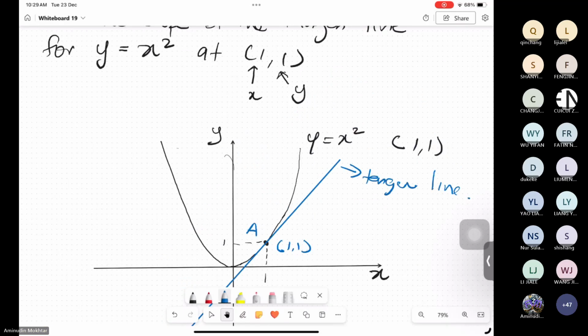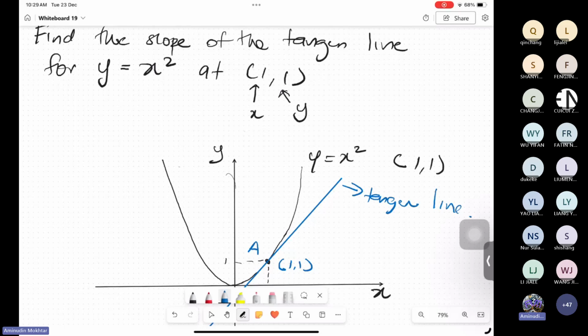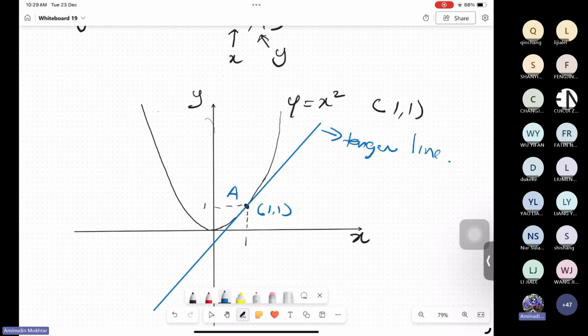Okay. The question is, find the slope of the tangent line. As I said earlier, what is a tangent line? A tangent line is a straight line that touches the curve at that point, and at that point, the slope of the tangent line is equal to the slope of the function of the curve. In this case, the curve is x squared.